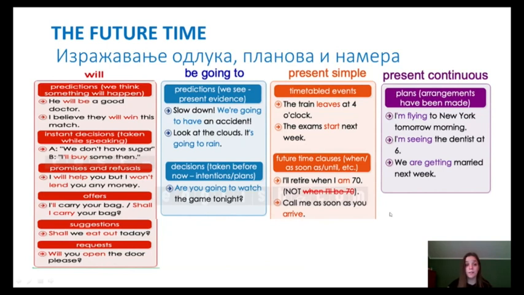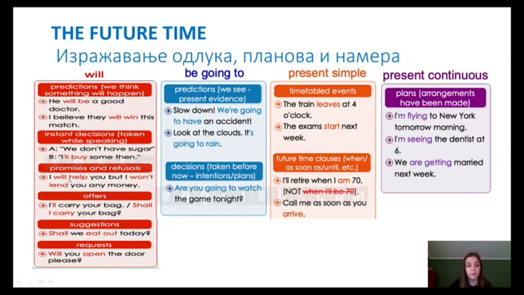And for the end, let's revise everything. Izražavanje odluka, planova i namera u engleskom jeziku. Kada se šta koristi? Will is used for predictions. Something we think will happen. He will be a good doctor. I believe they will win this match. Some instant decisions taken while speaking. A. We don't have sugar. B. I'll buy some then.